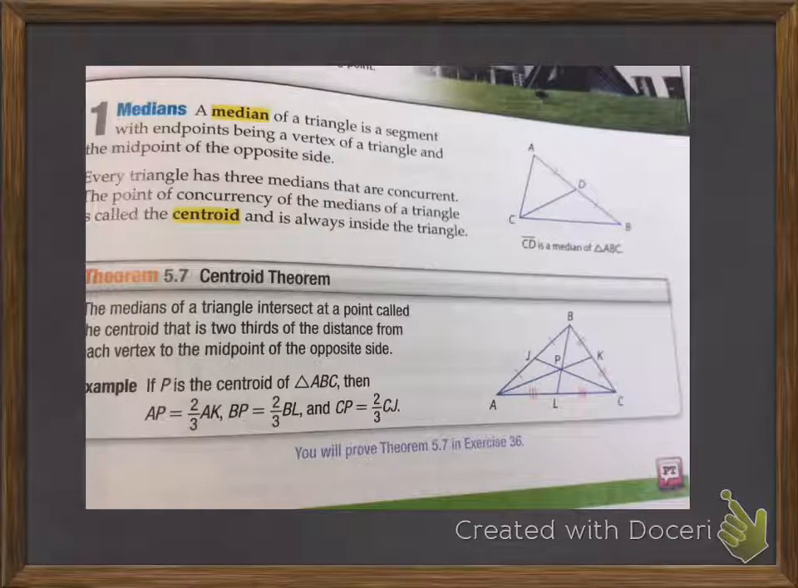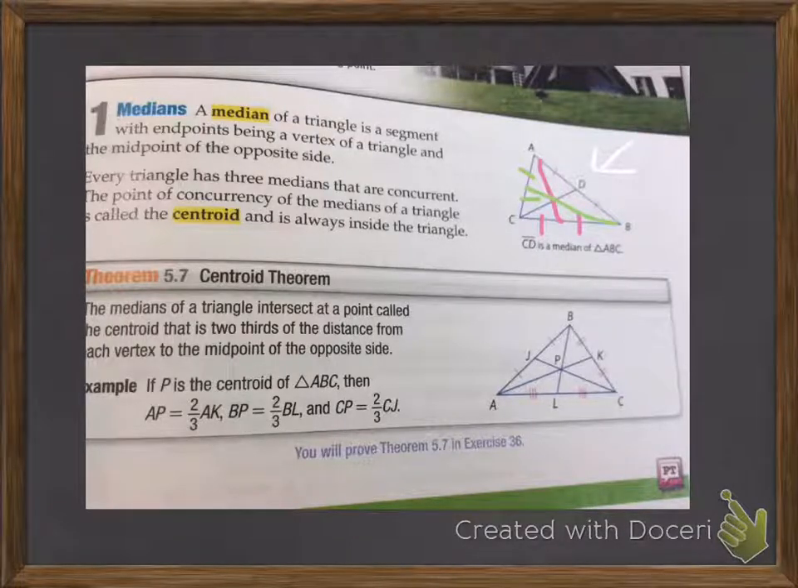So the first part is when you're talking about medians. A median, it explains, is a segment with endpoints being a vertex of the triangle and the midpoint of the opposite side. So they've shown you this here. And then every triangle has three medians. So if I drew another one, I would have, let's say, one coming from A, and that would split BC into two equal parts, and then one coming from B, which would split AC into two equal parts.